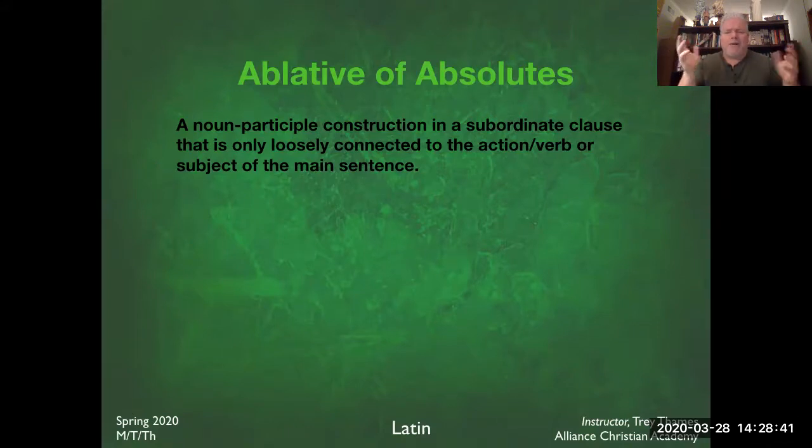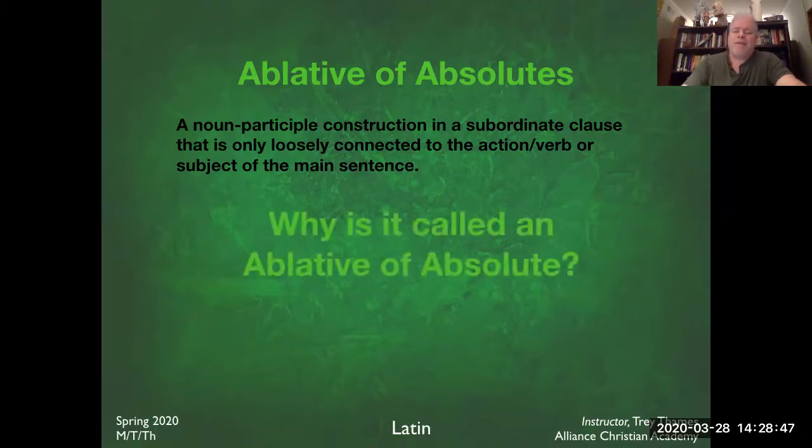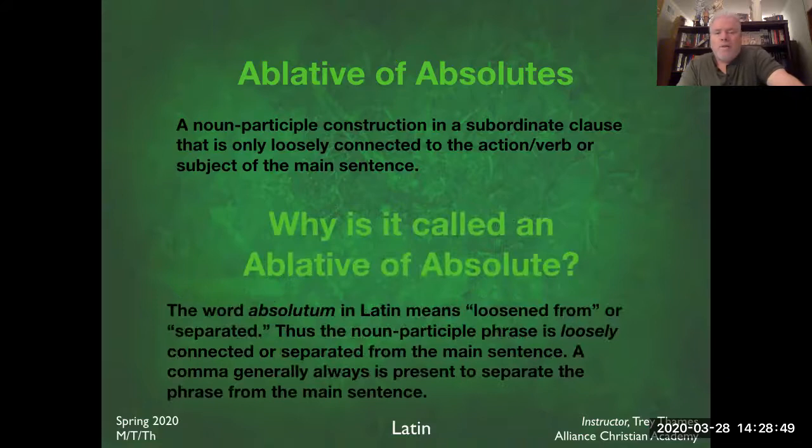What does that look like? Well, before we tell you what that looks like, you may be wondering about the word absolute. Why is this called an ablative absolute? Here's the reason why. The word absolutum in Latin means loosened from or separated. Thus, the noun participle phrase at the beginning of the sentence is only loosely connected or separated from the main sentence. A comma generally is present to separate the phrase from the main sentence.